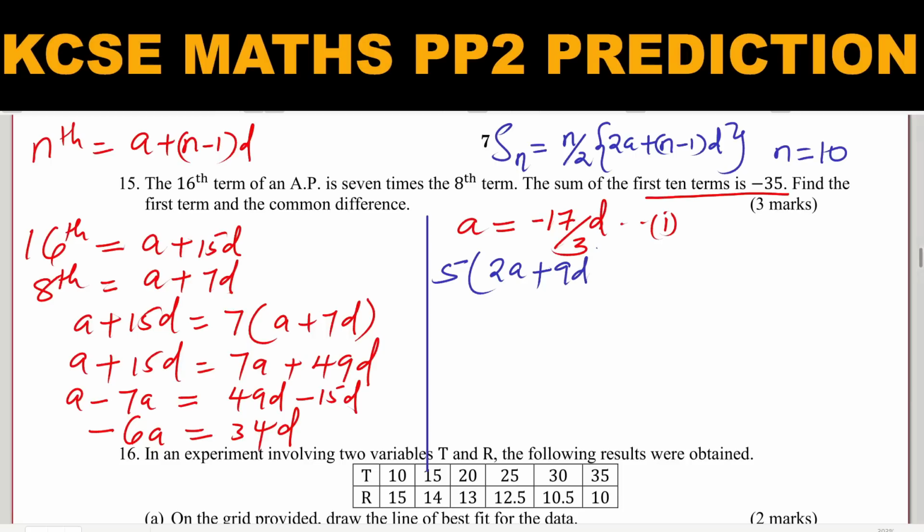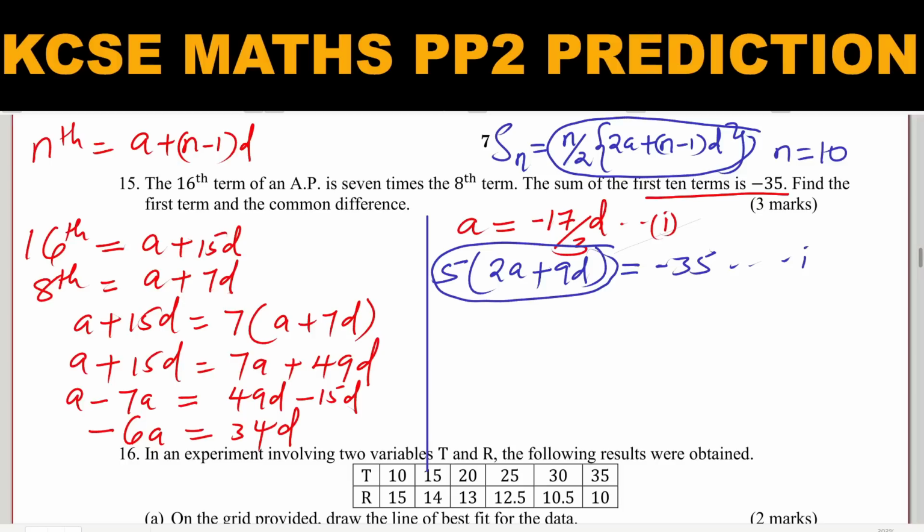So I've substituted the right hand side, and this should give a sum of negative 35. What I've done is simply substitute where we have n, and n is equal to 10. So this will be the second equation. We can open this bracket, or we can leave it like that. When you open it, you'll get 10a plus 45d is equal to negative 35.